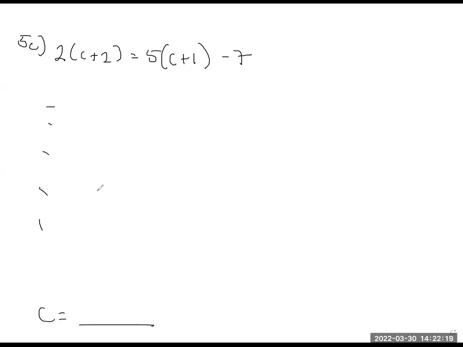Let's do number 5. 5c, 2 times c plus 2 equals 5 bracket c plus 1 minus 7. Okay. Goal is to write all these statements so that c equals a number. That's my goal. How are you going to unpackage this? How are you going to make it simpler for yourself?